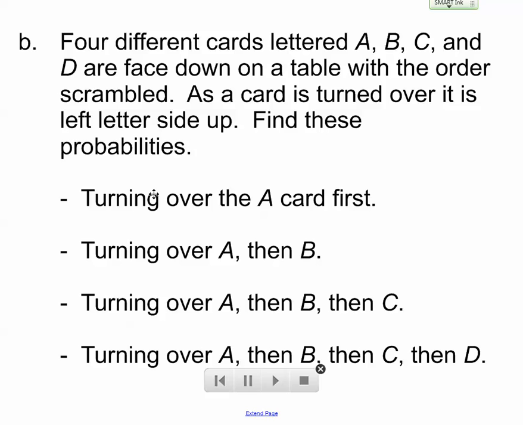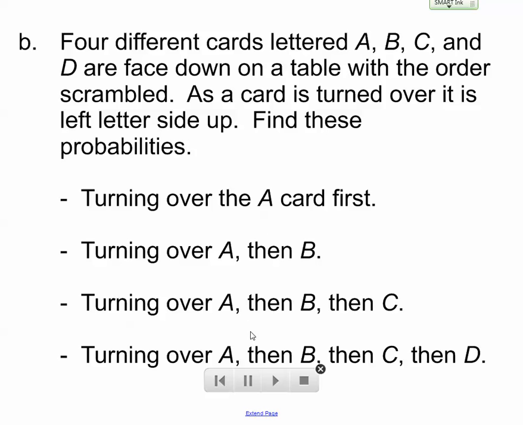So here we go. We've got 4 different cards labeled A, B, C, and D, and they're face down on a table with the order all scrambled up. As a card is turned over, it is left letter side up. So we're going to flip it over, and then we're going to keep it up so that we know where it is. We're going to find these probabilities.